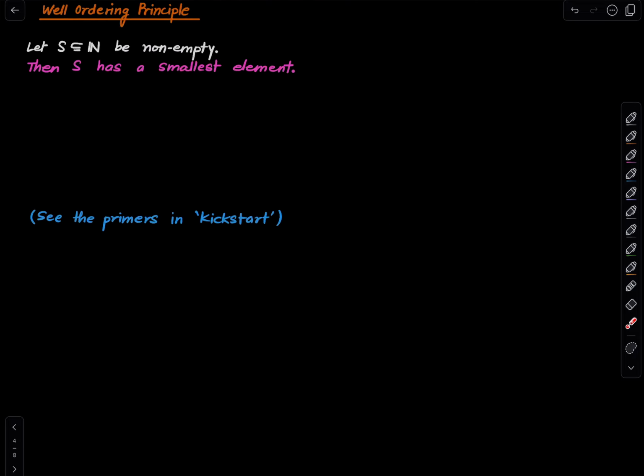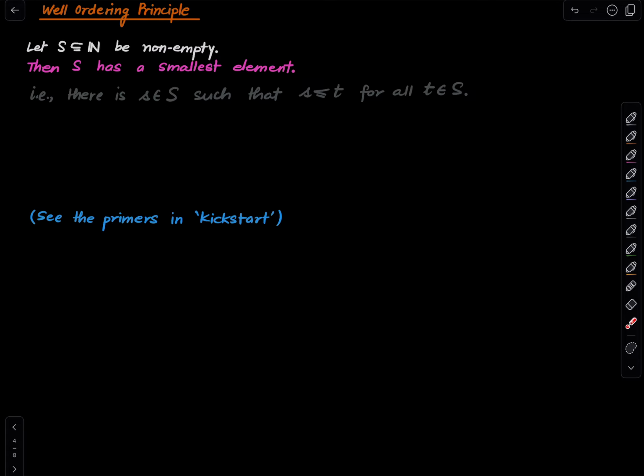Yeah, before that I need to talk about the well-ordering principle. Fix any non-empty subset S of the natural numbers. The well-ordering principle says that S has a smallest element. What does that mean? It means that there is an element s in the set S such that s is at most any other element in the set S. So amongst all the elements of the set S, there is one which is smallest.